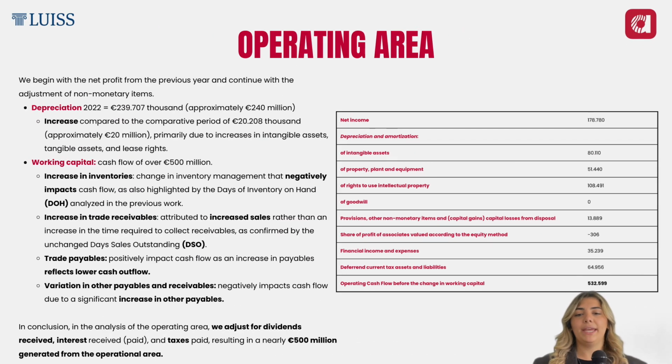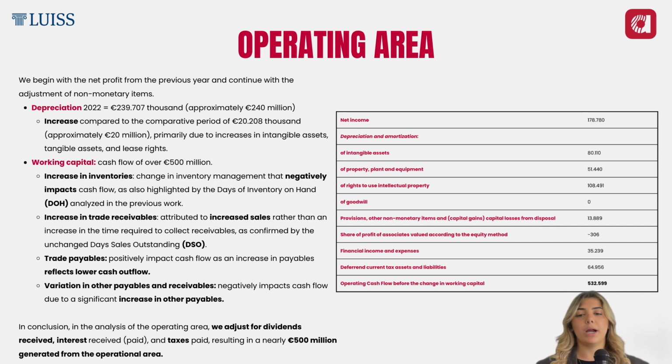Specifically, in the operating area, we begin with the net profit from the previous year and continue with the adjustment of non-monetary items. Regarding the depreciation of the fiscal year 2022, it amounts to approximately 240 million, of which 80 million for intangible assets, 51 million for tangible assets and 180 million for lease rights, with an increase compared to the comparative period of approximately 20 million.